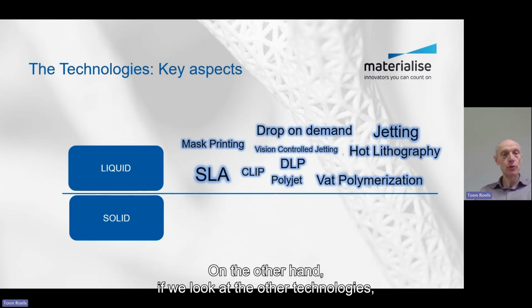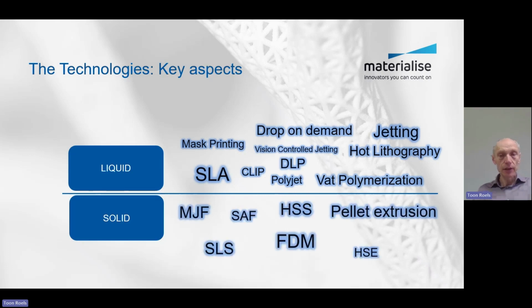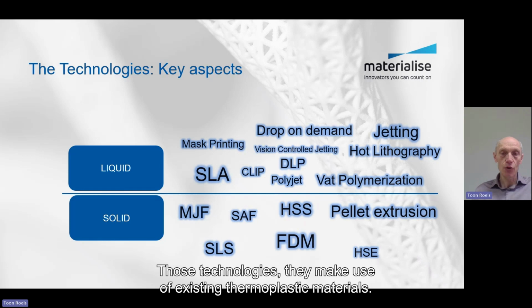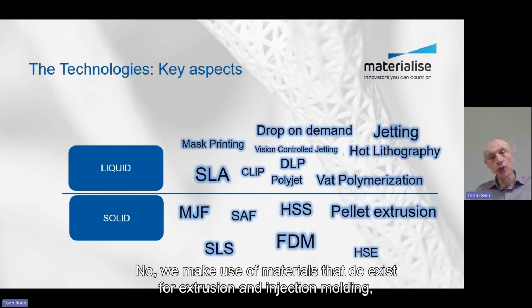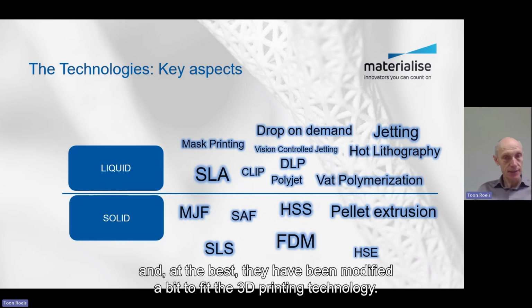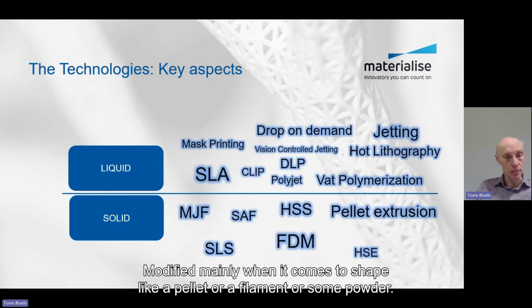On the other hand, some of these 20 plus technologies do start with a solid as a raw material. Those technologies make use of existing thermoplastic materials. So in this category, we have no materials that have been invented for 3D printing. No, we make use of materials that do exist for extrusion and injection molding. And at best, they have been modified a bit to fit the 3D printing technology. Modified mainly when it comes to shape, like a pellet or a filament or some powder.